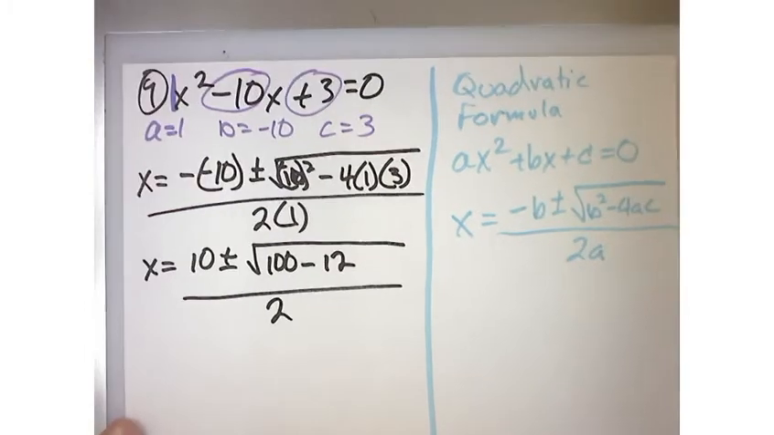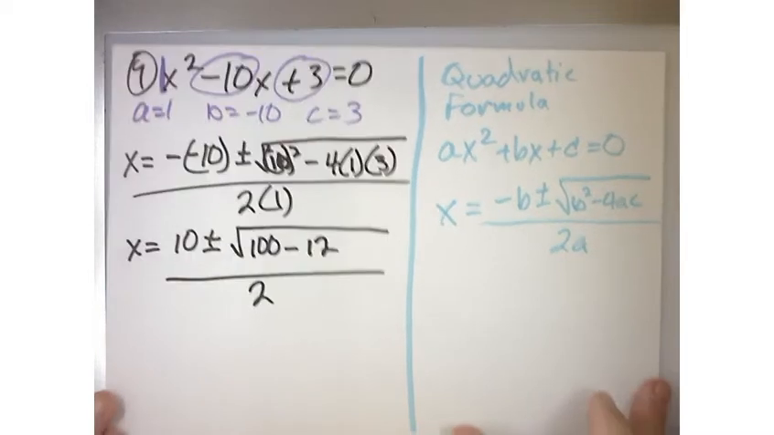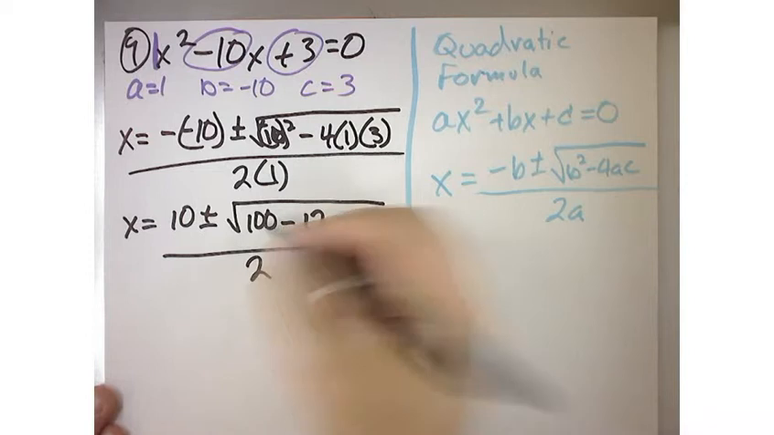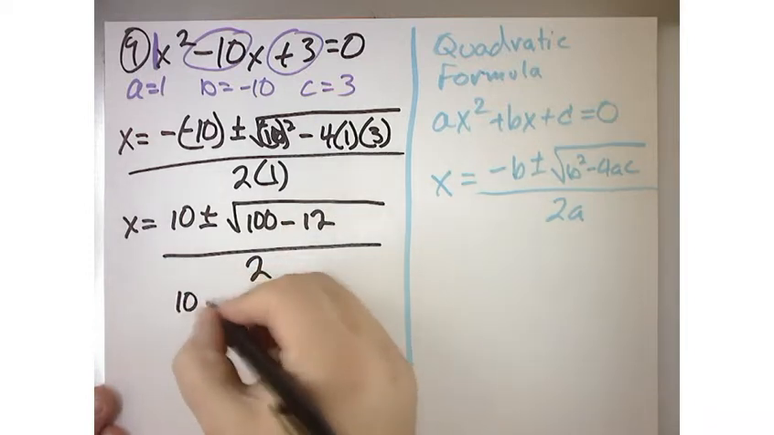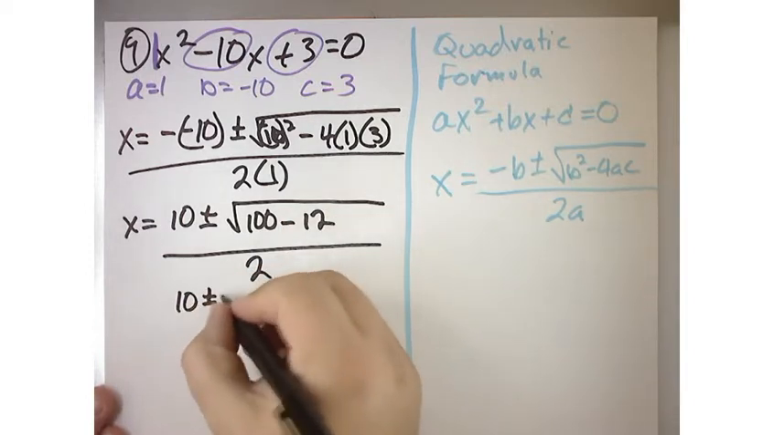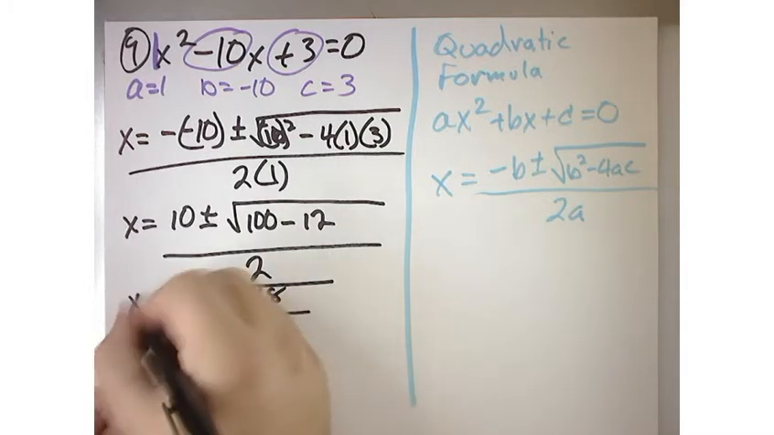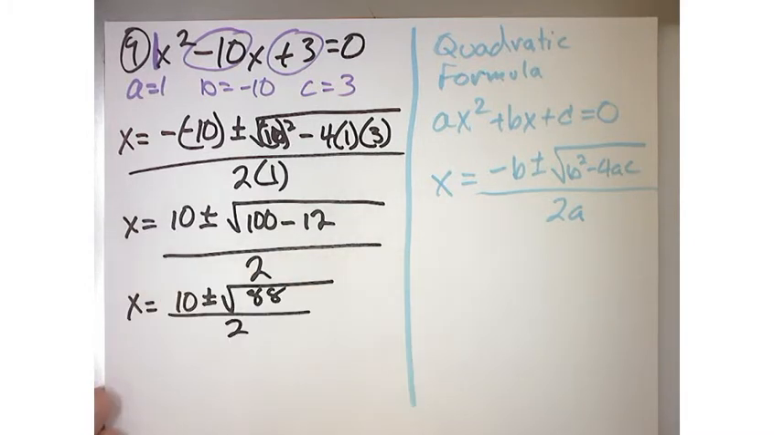How are we doing so far? So then what is 100 minus 12? 88, right? All over 2. Let's think of a perfect square that goes into 88. What two numbers can I multiply to get 88? Where one of them is a perfect square.